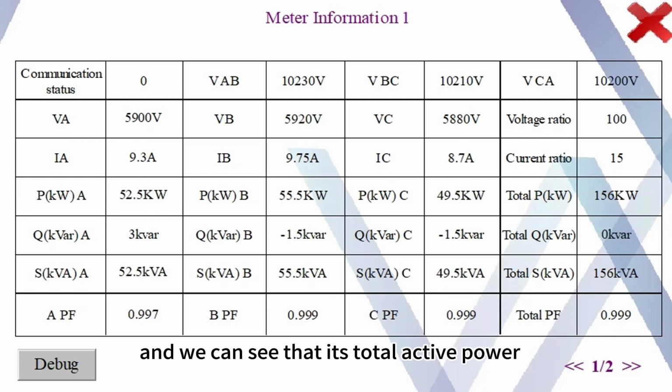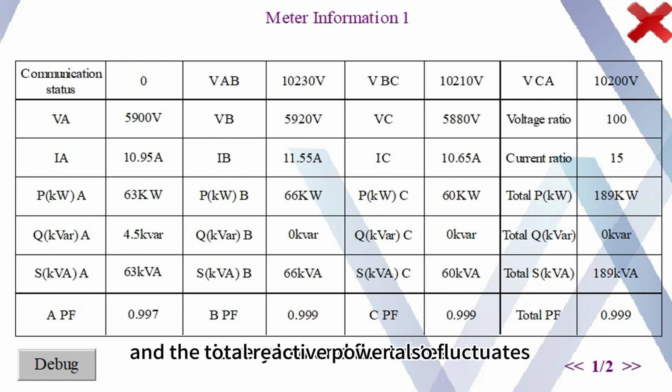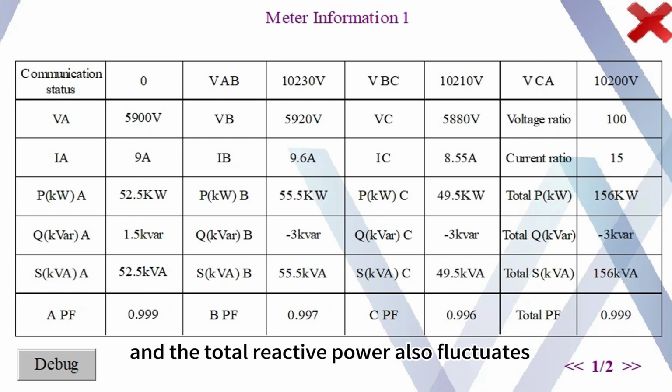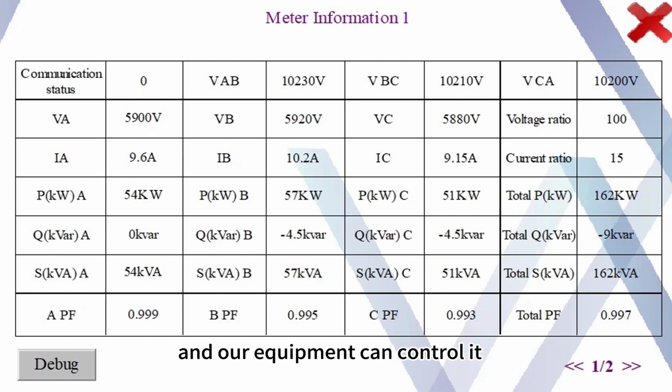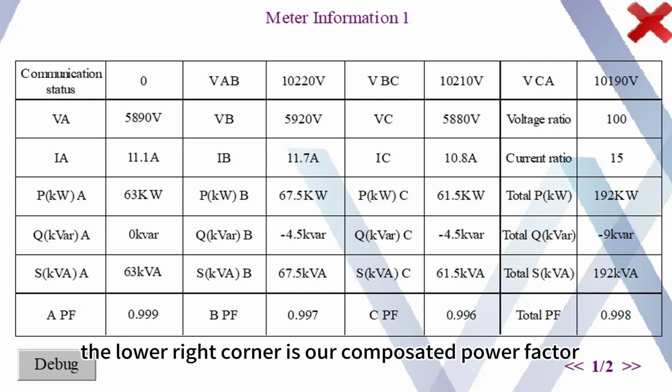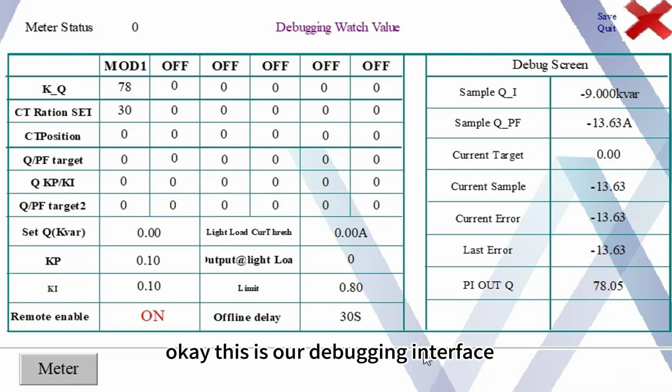And we can see that its total active power is very low and fluctuates, and the total reactive power also fluctuates. This fluctuation is caused by the load, and our equipment can control it. The lower right corner is our compensated power factor. Okay, this is our debugging interface.